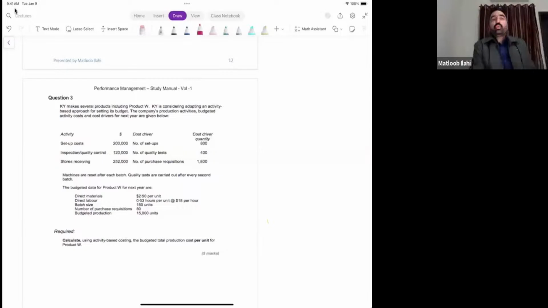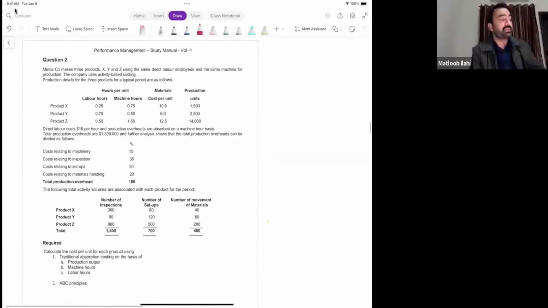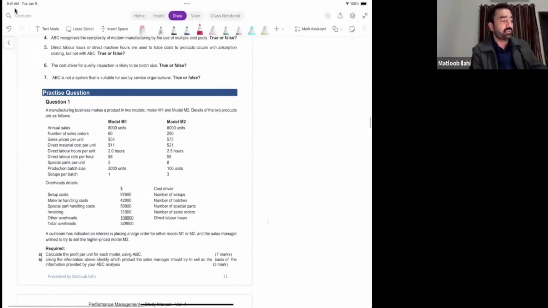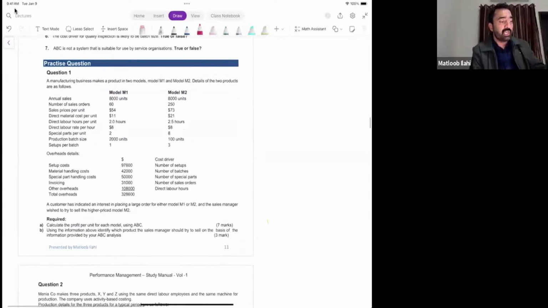Welcome back. So we are now going to solve this question 3. There is more practice if you want to try question 2 and practice question 1. If you would like, I can share the answers with you, but I would suggest to try these questions first. You should test your knowledge, okay? And I can share the answers with you.